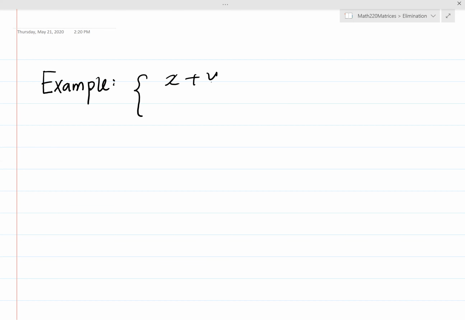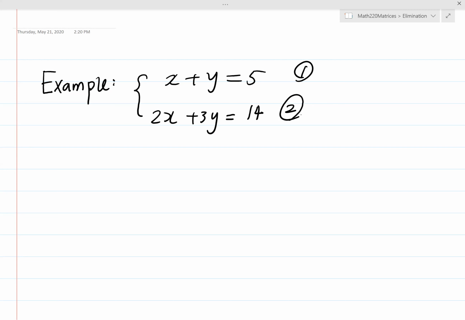x plus y is 5. Now 2x plus 3y is 14. This is equation 1, equation 2. Now this is on the xy plane. These are 2 straight lines that are not parallel, so they naturally intersect at one unique point.